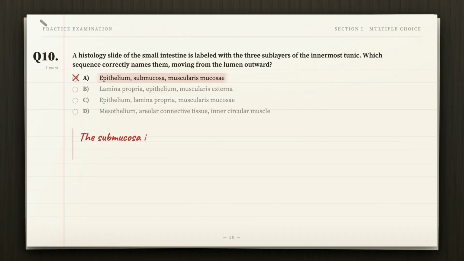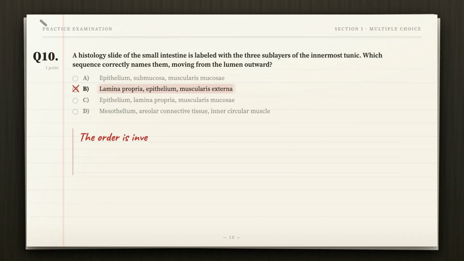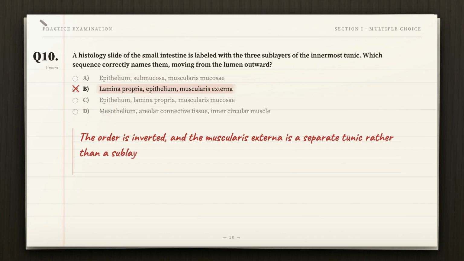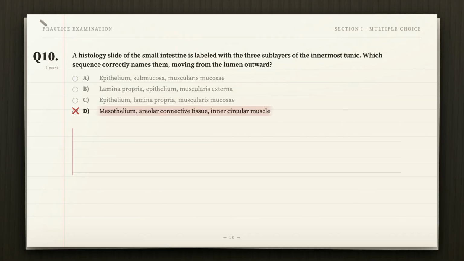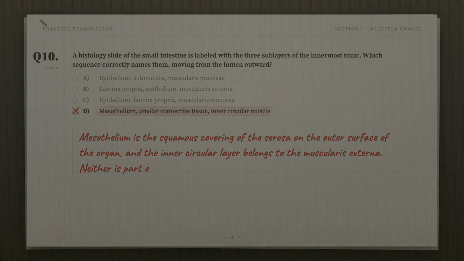A is wrong because the submucosa is a separate tunic outside the mucosa entirely, not one of its sublayers. Listing it here confuses 2 levels of organization. B is wrong because the order is inverted and the muscularis externa is a separate tunic rather than a sublayer of the mucosa. The epithelium is always the innermost element. D is wrong because mesothelium is the squamous covering of the serosa on the outer surface of the organ, and the inner circular layer belongs to the muscularis externa. Neither is part of the mucosa.